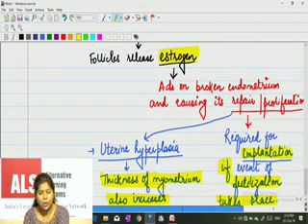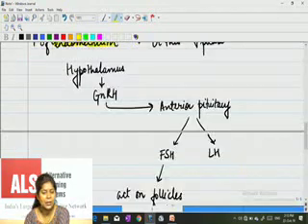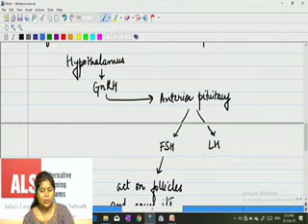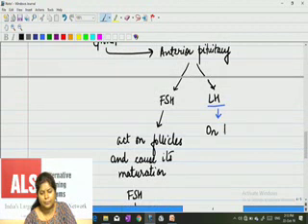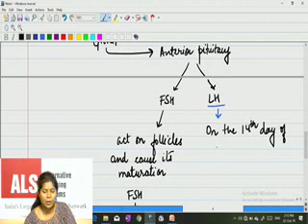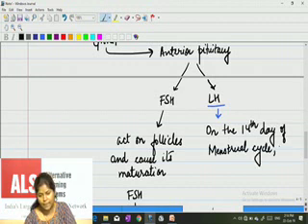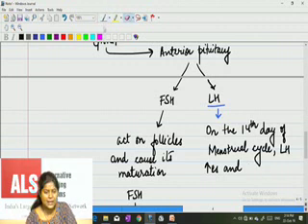Okay, now let's again go back and see the effect of LH. Now over here we had one more hormone, that was LH. Now on the 14th day of menstrual cycle, LH increases and it reaches a peak.